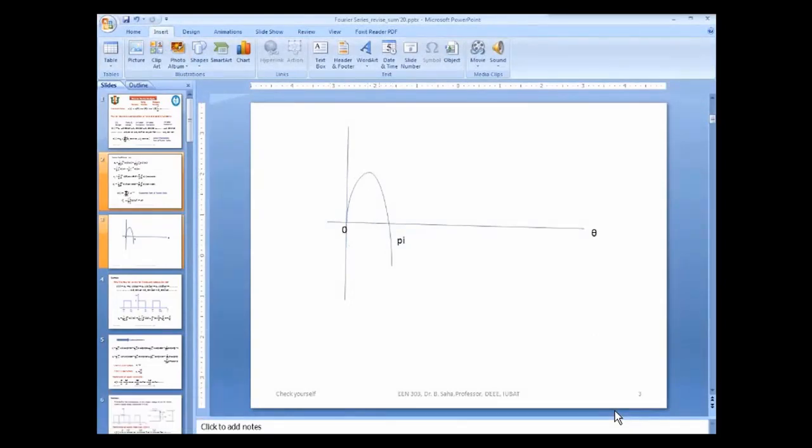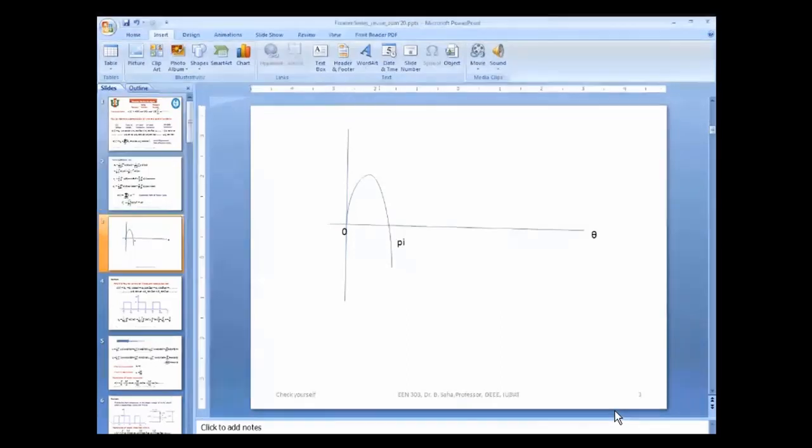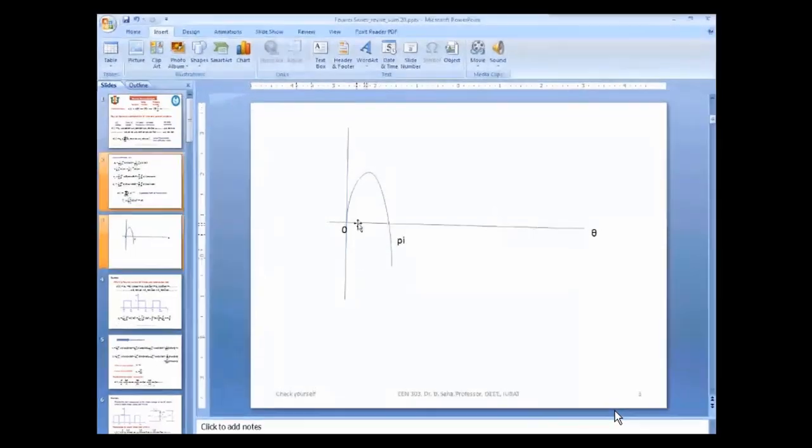In this case, the formula is going to be 0 to twice pi, x of theta. X of theta means the function of the signal. In case of a sine wave, the function of the signal will be Vm sine theta, right?